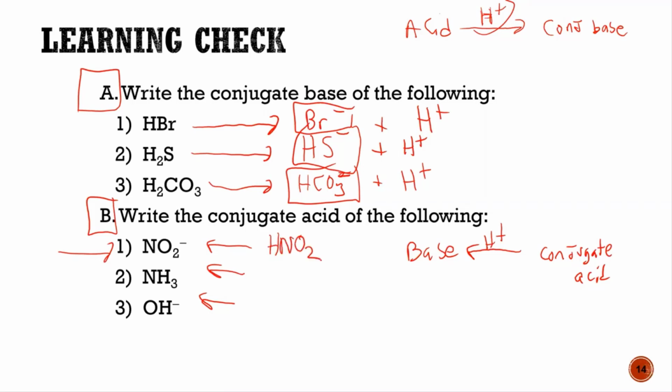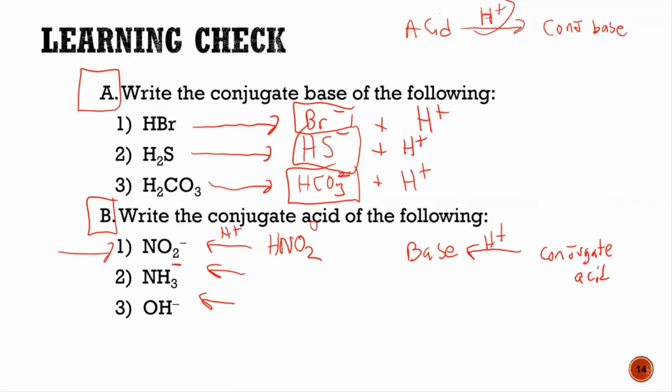HNO3 minus O2 gives HNO2, right? Because the nitrite gives me the nitrous acid. So people might go, well, where's the charge? Remember, if I add an H plus, a plus and a minus give me a zero charge. That's why there's no charge.